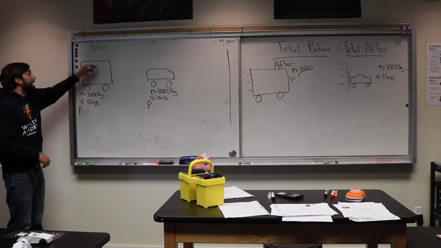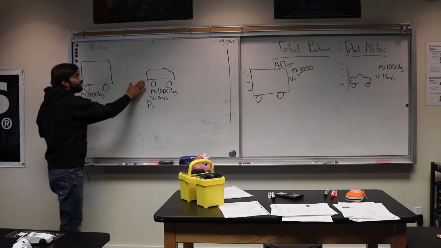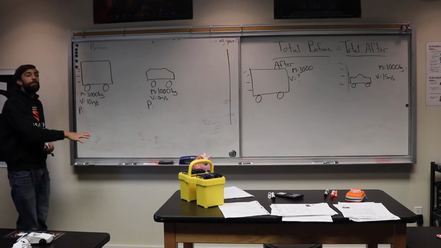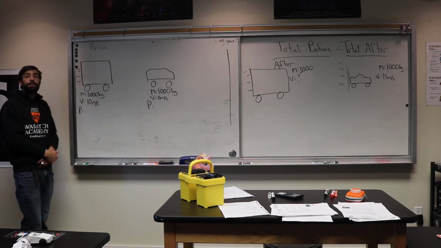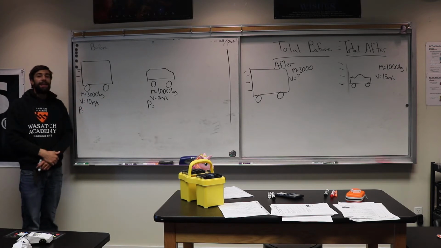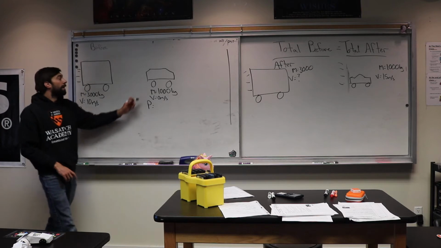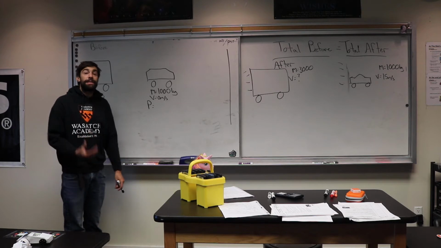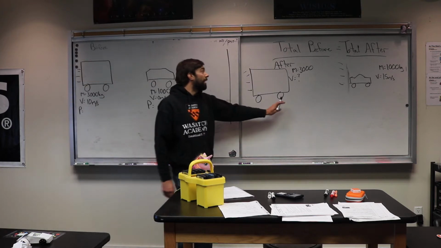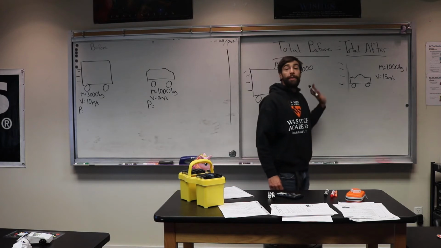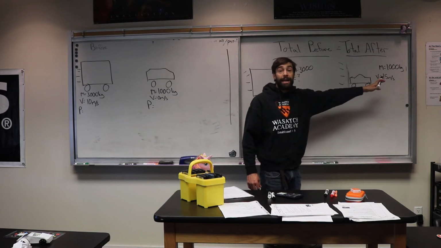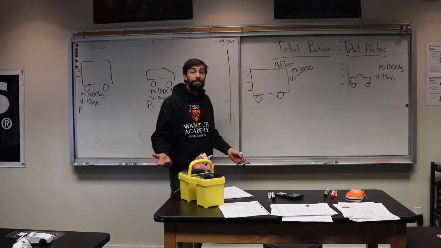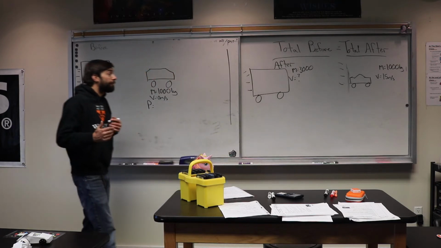But here we have a big truck crash into a smaller vehicle. Here is the situation before: our big truck's mass is 3,000 kilograms and it's moving at 10 meters per second. This smaller vehicle's mass is 1,000 and it has a velocity of 0. After the collision, we are told that the car is moving with a velocity of 15 meters per second in that direction, and we want to know what the heck this truck is doing after the collision. And so we're going to figure that out.